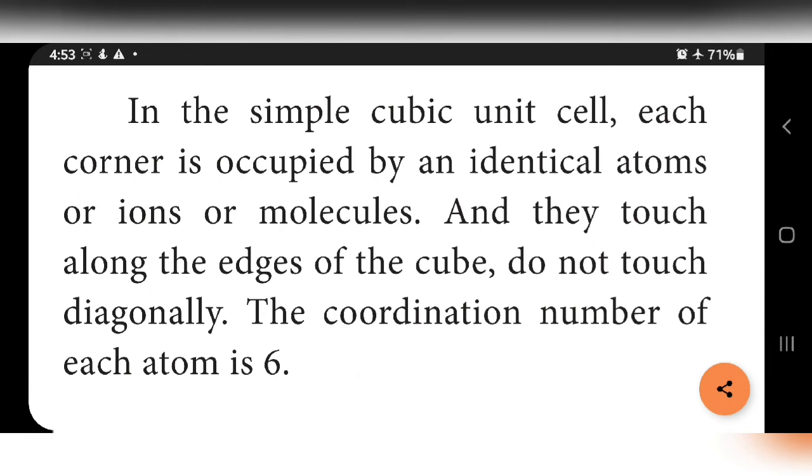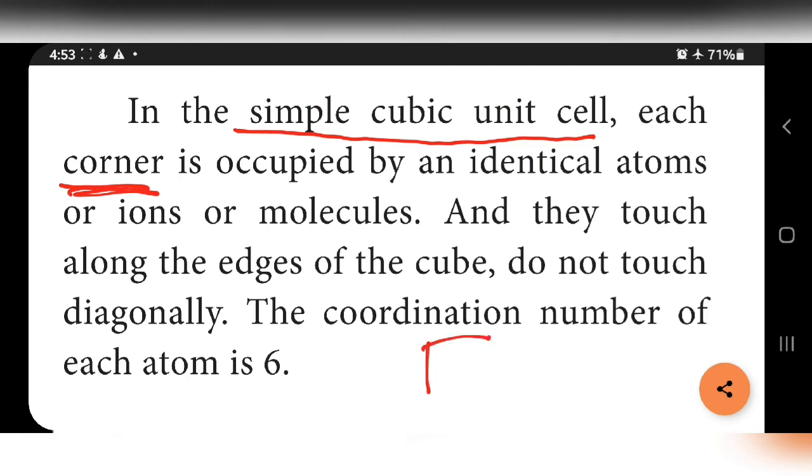In this simple cubic unit cell, already you know simple cubic unit cell means atoms are present at the corners only. Each corner is occupied by an identical atom. The corners are occupied by identical atoms or ions or molecules, and they touch along the edges of the cube.